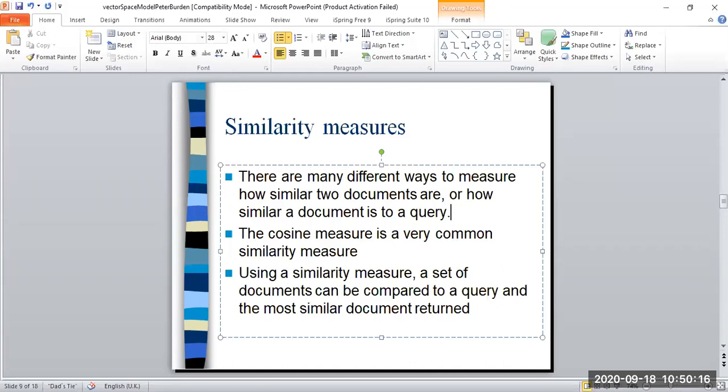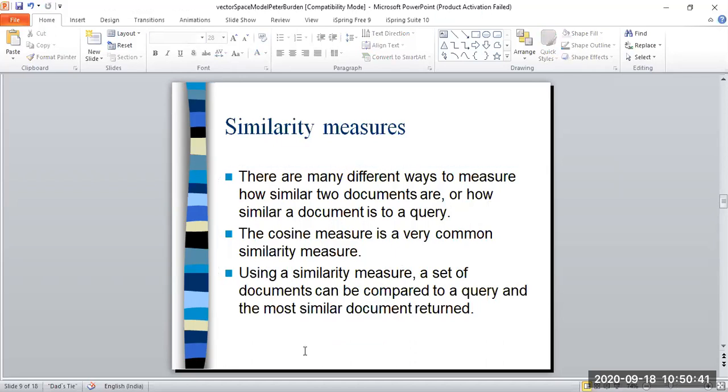So we have different techniques to measure similarity, but here we are using the cosine similarity measure. The cosine measure is a very common similarity measure, and that is what we are using here. Using a similarity measure, a set of documents can be compared to a query and the most similar document returned. So using this similarity measure, we can achieve that.